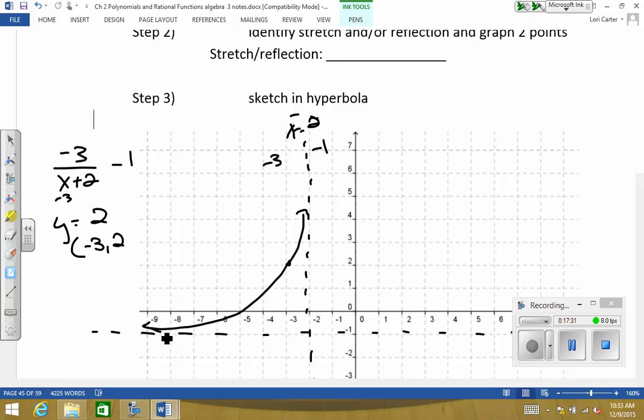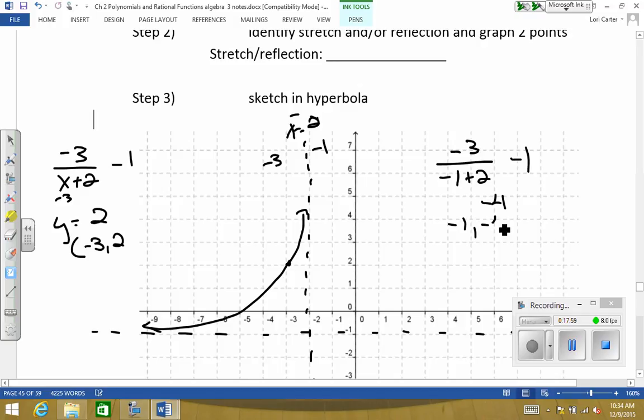Okay, so now you plug in -1. Is everybody got -3 all right? Okay, so now we're plugging in -1. So -3 over -1 plus 2 minus 1. Does everybody understand now why I pick 1 to the left and to the right? You get 1s here. 1s are real easy to do math with. -3 over 1 is -3. -3 minus 1, -4. So this point is -1, -4.